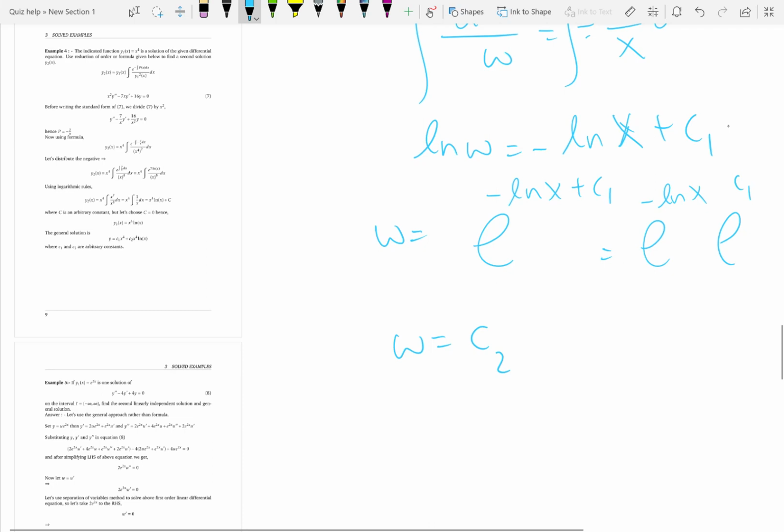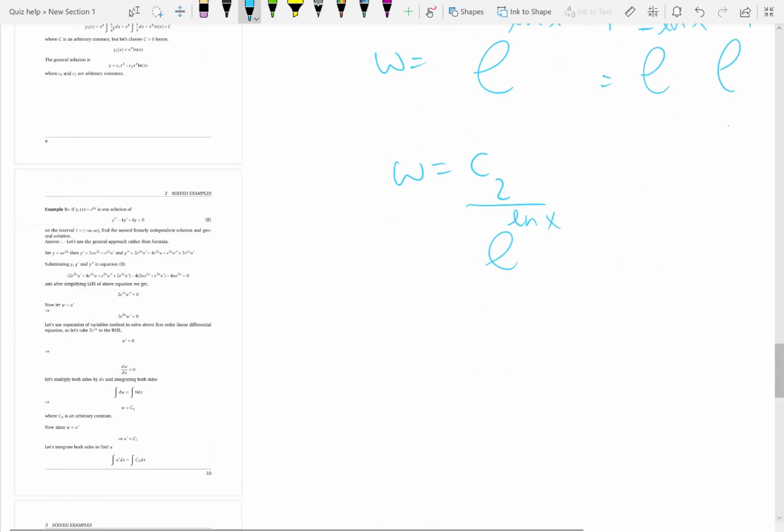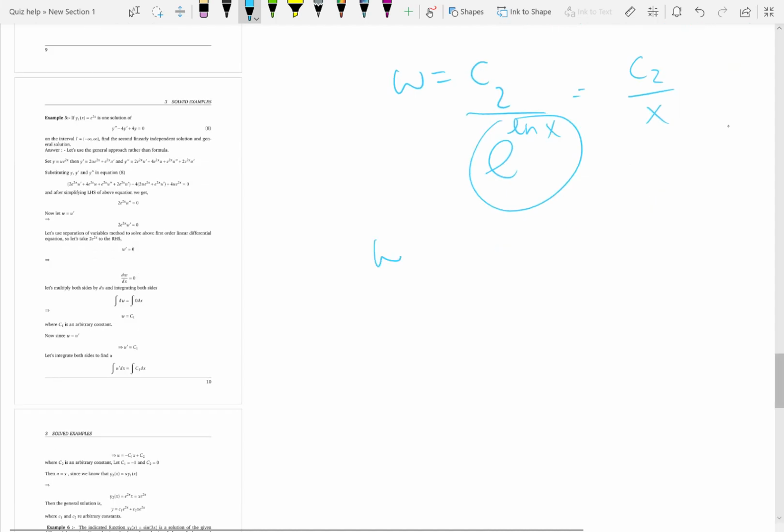e to the negative natural log x, well, we can deal with this negative by taking it to the denominator. I think you have seen these tricks in the integrating factor method, right? Dealing with these logarithmic properties and power properties. e to the natural log x is what? Remember, it is x, right? So w is c2 over x. Okay, so w is c2 over x.